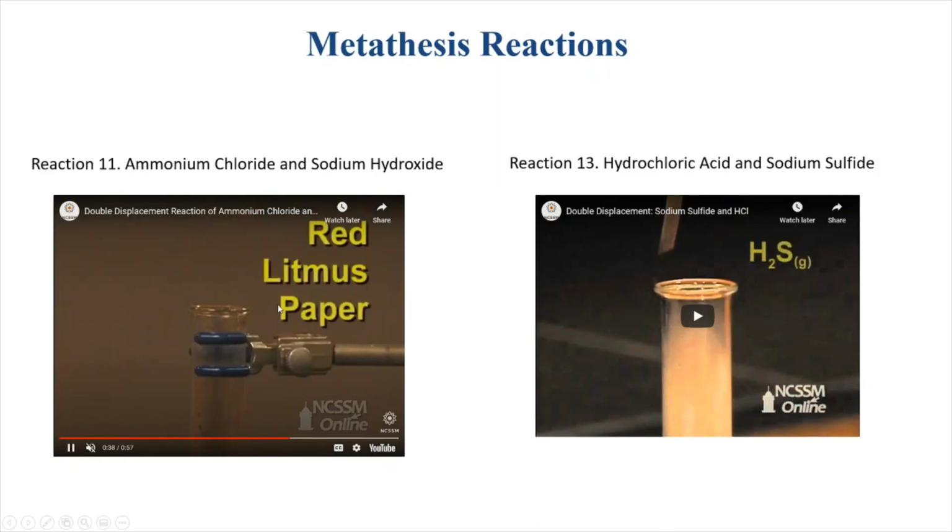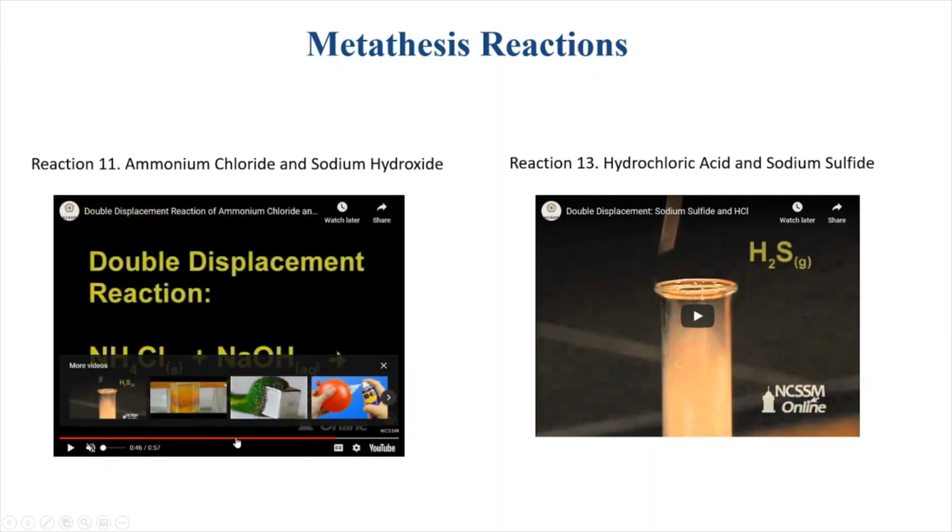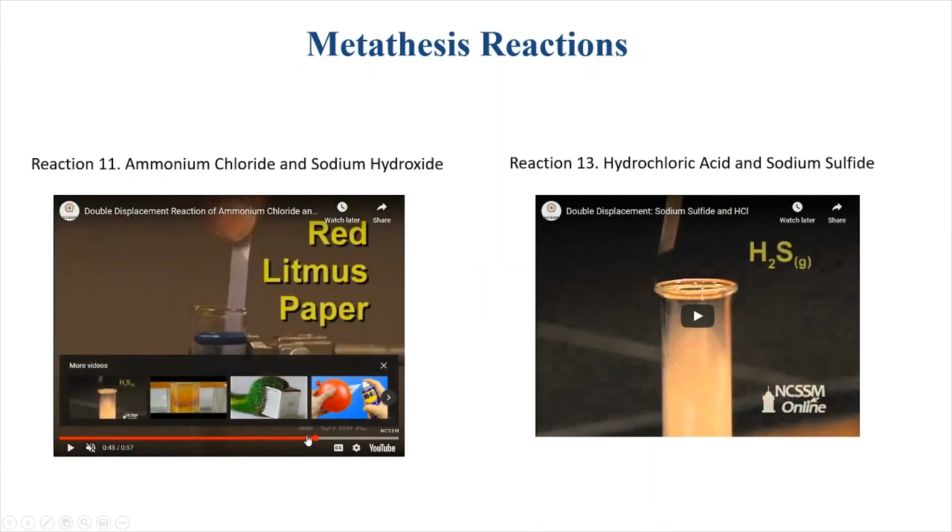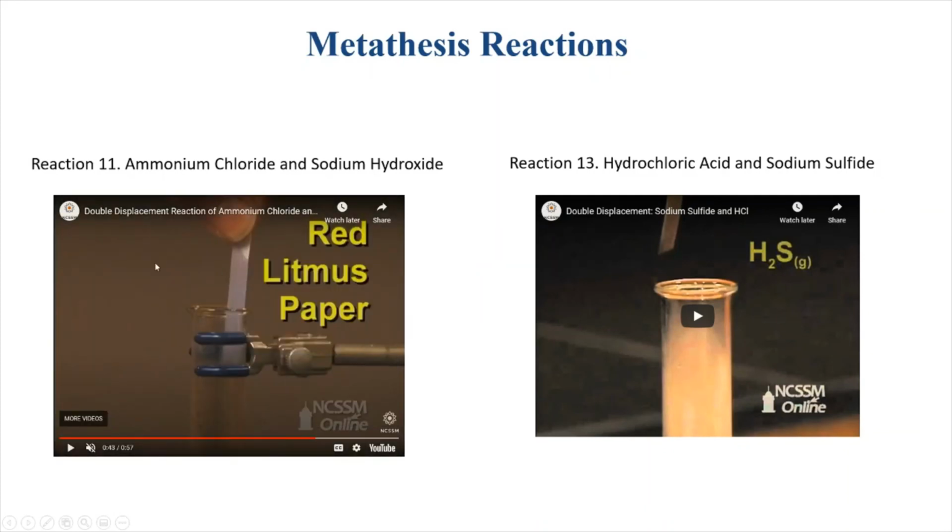But here's how we know that a gas is formed. When you put wet red litmus paper over it, it turns blue. And that should tell you something about the reaction that's taking place and the fact that we did form a gas. So this is ammonium chloride with sodium hydroxide.